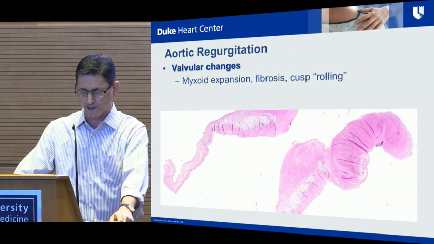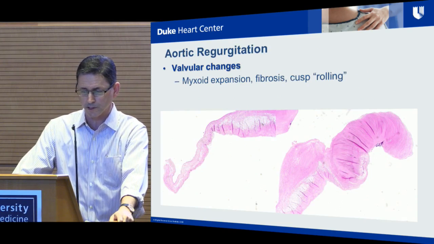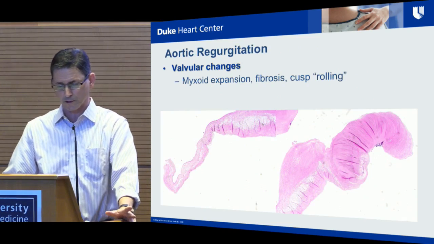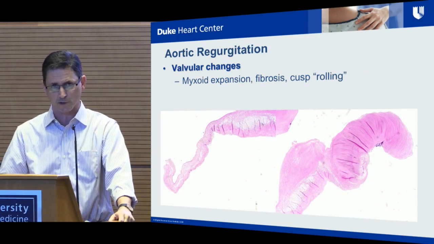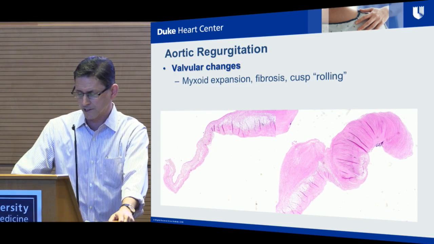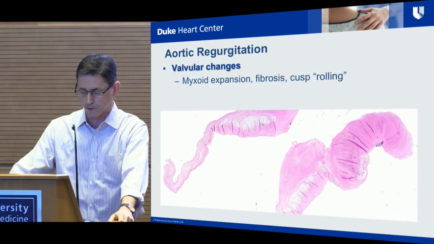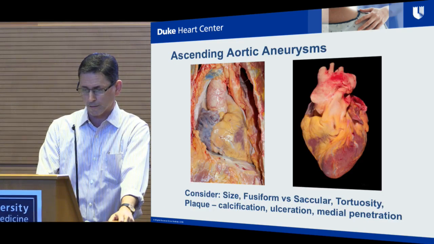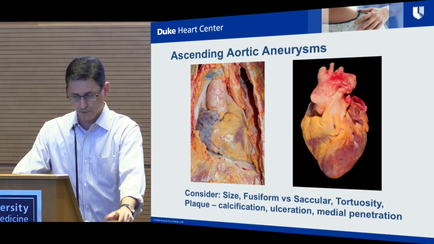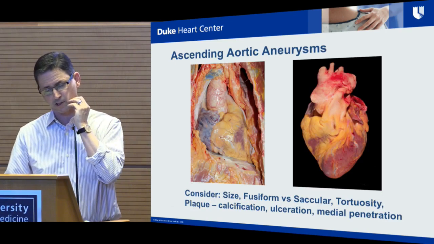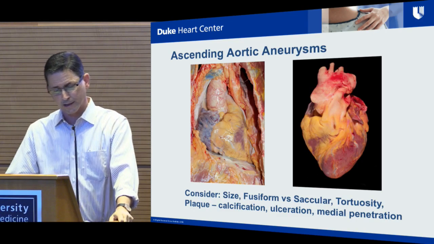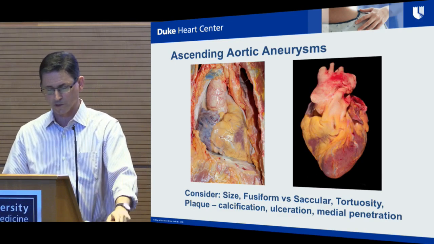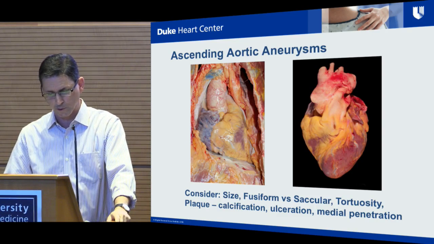And so here's an example of a regurgitant valve. You see here we've got more, instead of fibrosis, we've got increase in myxoid replacement. The ends begin to roll, very typical for regurgitant flow. And here's an example of aortas. Both of these hearts are actual TAVR patients, and you can see on the left, this one just has a fusiform enlargement of the ascending aorta.